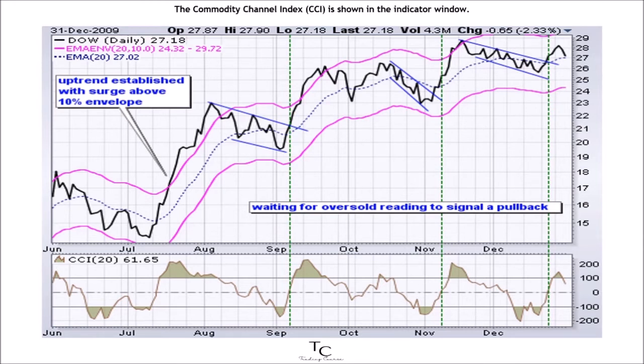The Commodity Channel Index, CCI, is shown in the indicator window. Moves below -100 show oversold readings. When the bigger trend is up, oversold readings can be used to identify pullbacks to improve the risk-reward profile for a trade. Momentum turns bullish again when CCI moves back into positive territory, green dotted lines. The inverse logic can be applied for a downtrend.